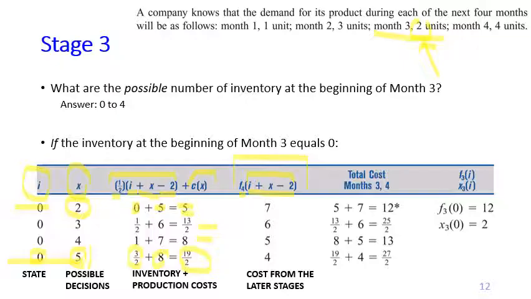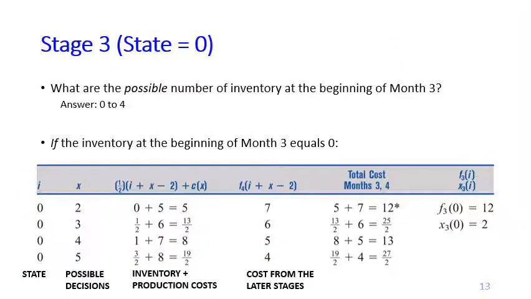So if you go back to the calculation of stage 4, you will see that this 7 here is F40. 6 here is F41. This is F42. And this is F43.